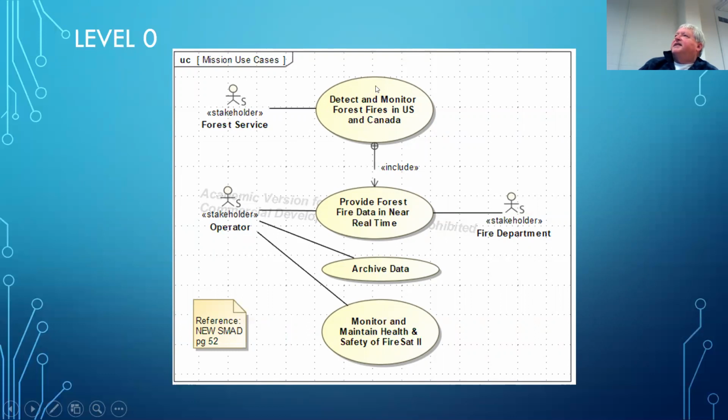So I take that back. It looks like this is indicating that this is the main detect and monitor forest fires for the U.S. and Canada region. So that makes this the primary, where this is included, okay? And then these are two separate use cases run by the operator, both archiving and monitoring the health and safety of the satellite itself, okay? So this is the main actor. I guess a little less there is for stakeholders.